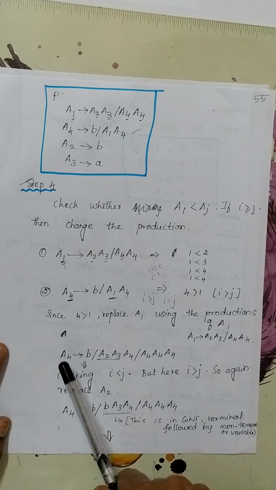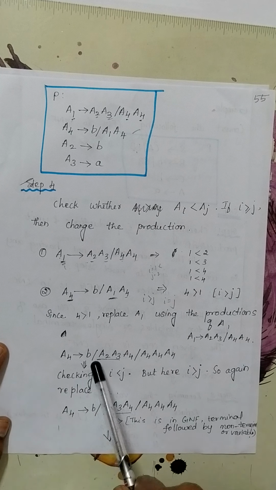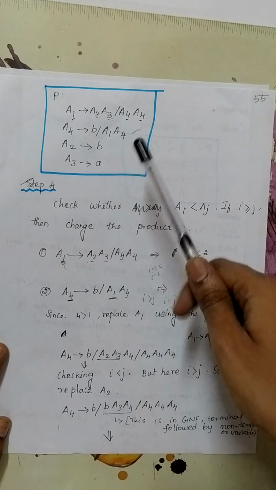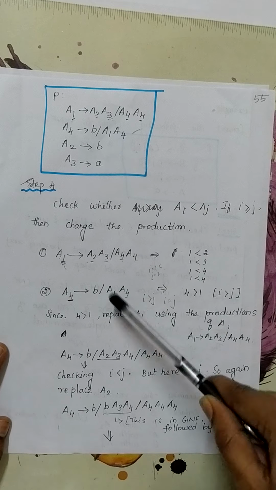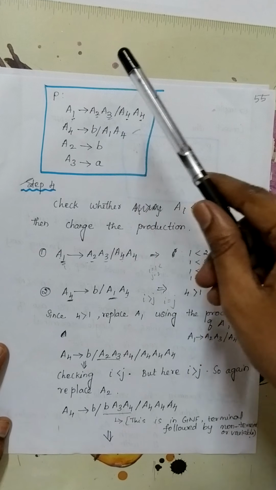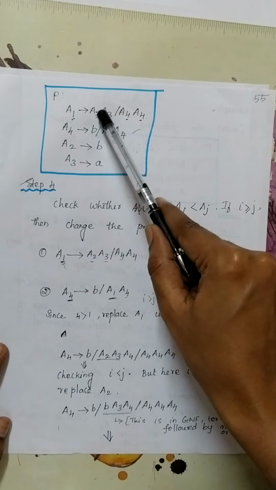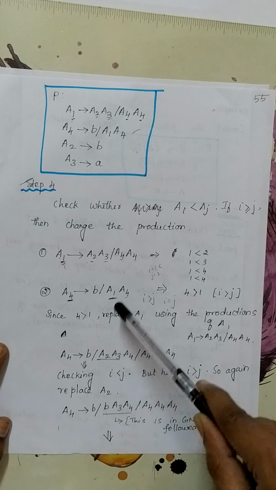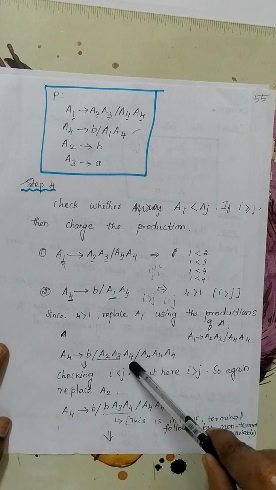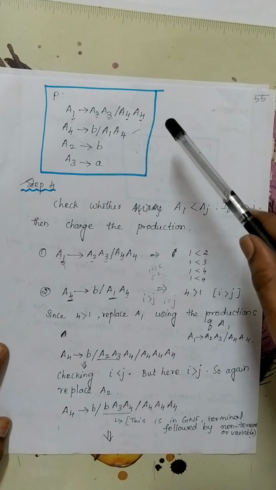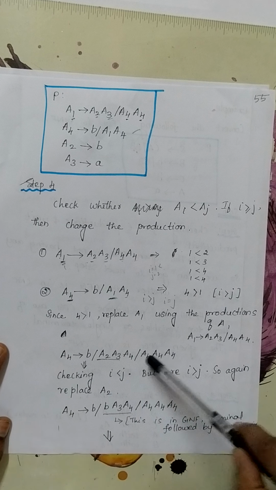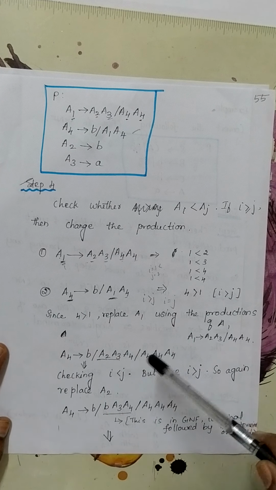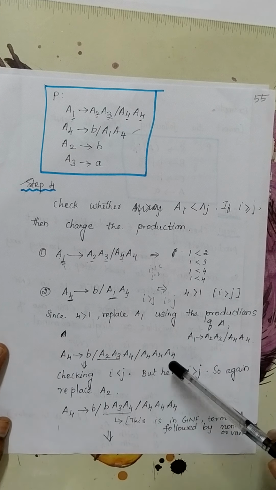Here you can see we are writing A4 gives B, and then for the production of A1: A1 is A2, A3, and then we are writing this A4. So in the place of this A1 we write the first production, A2, A3, and this A4, or in the place of this A1 we write A4, A4, and this A4. Okay, so I think you can understand this one.